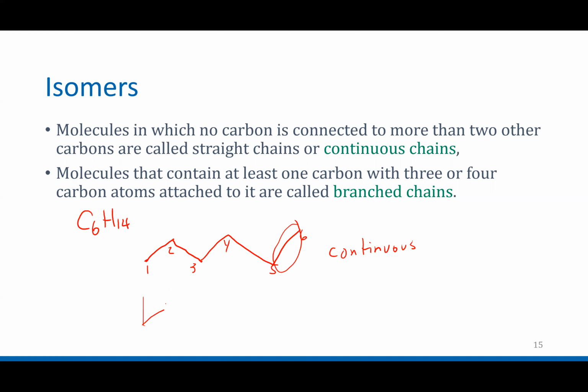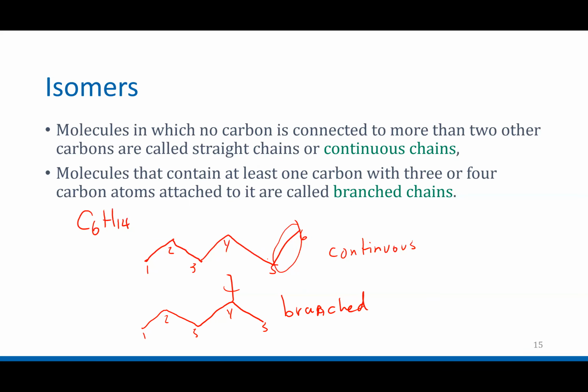So 1, 2, 3, 4, 5. Okay, and I can just put a branch there on the 4th carbon. Actually, if we were naming it, that would be the 2nd carbon, but we won't get into naming today. So this would be a branched chain. This still has 6 carbons. There's another one up here at the top.